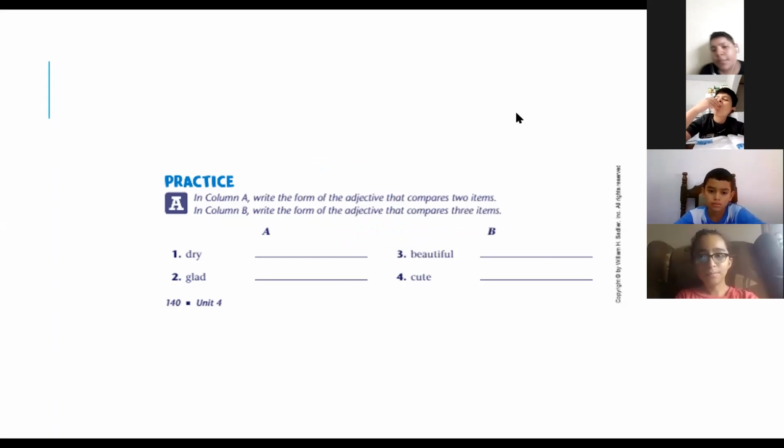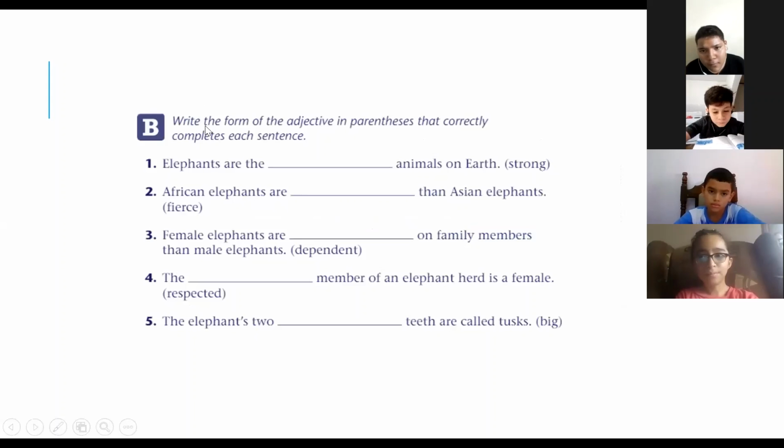Let's continue on the second part. In part B, you were to write the form of the adjective in parentheses that correctly completes its sentence, okay? So for number 1, elephants are the animals on earth. How many are we, 2 or more than 2? More than 2. Okay, so what would it be? Strongest. Yes, strongest.